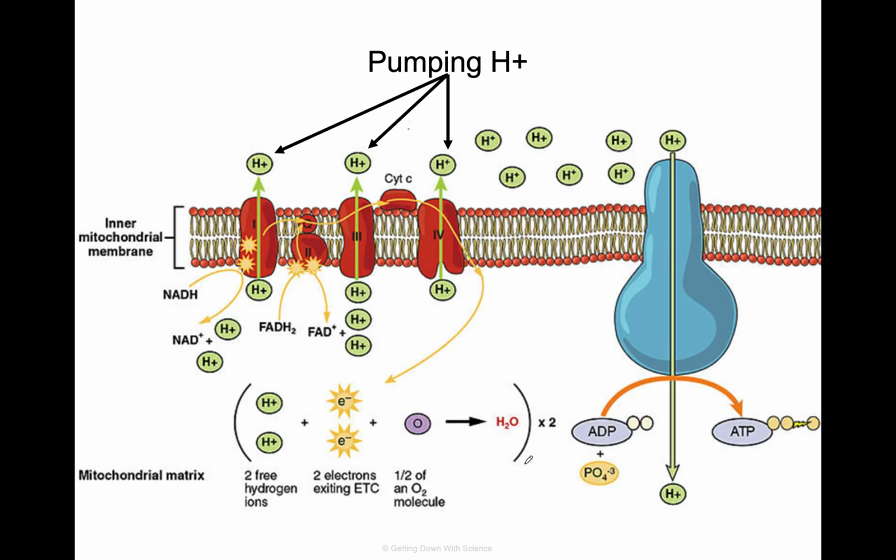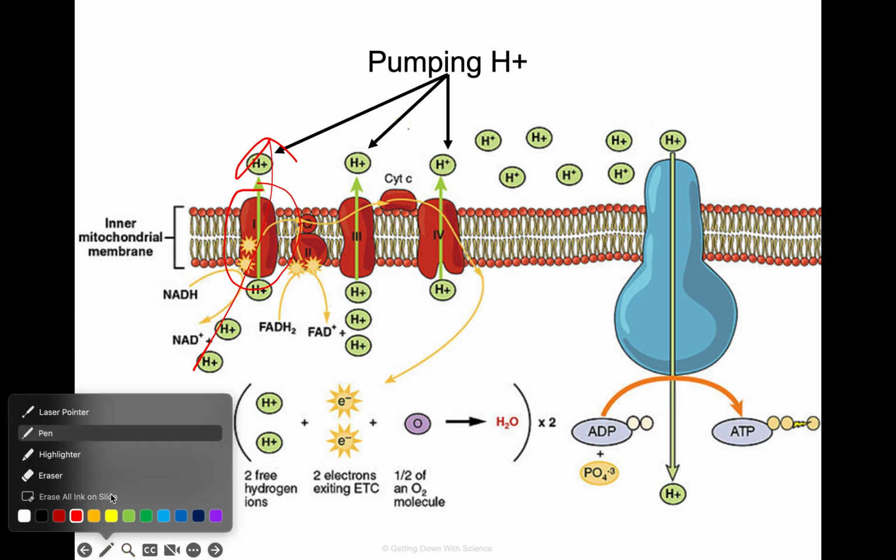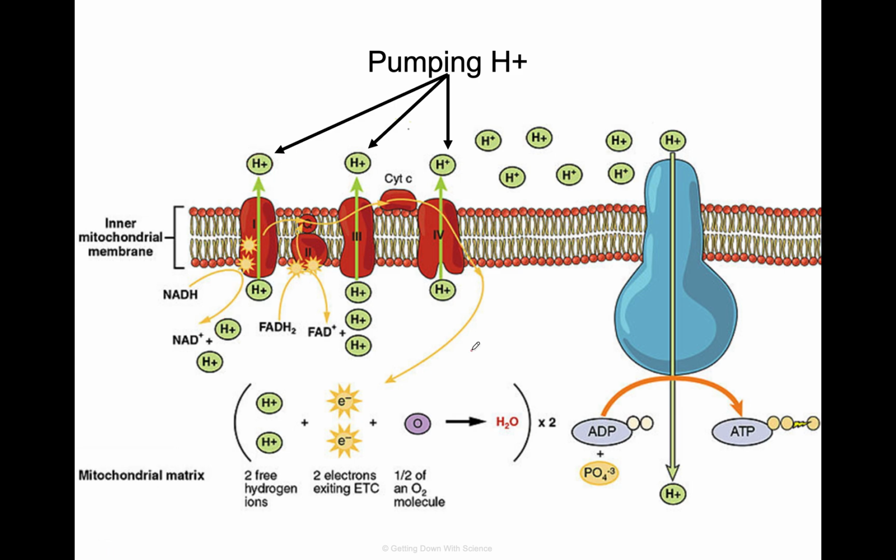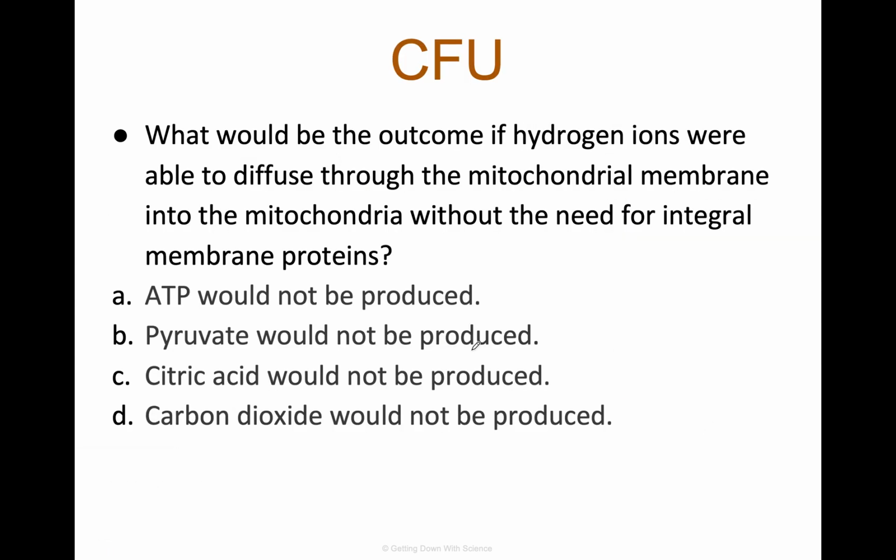All right, cool. So you can see over here, they are pumping hydrogen out. These are the proteins in the inner mitochondrial membrane, pumping protons out from the matrix right over here. Boom. So this is sort of the process of chemiosmosis. It's that pumping it out.